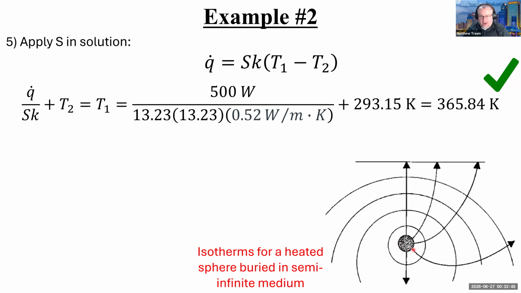So we're talking about a buried sphere, and I actually found isotherms and heat flux lines for this particular case. I say here, isotherms for a heated sphere buried in a semi-infinite medium. Each one of these nearly concentric circles is basically a line of constant temperature, and then these are all lines of constant flux. So not too bad.